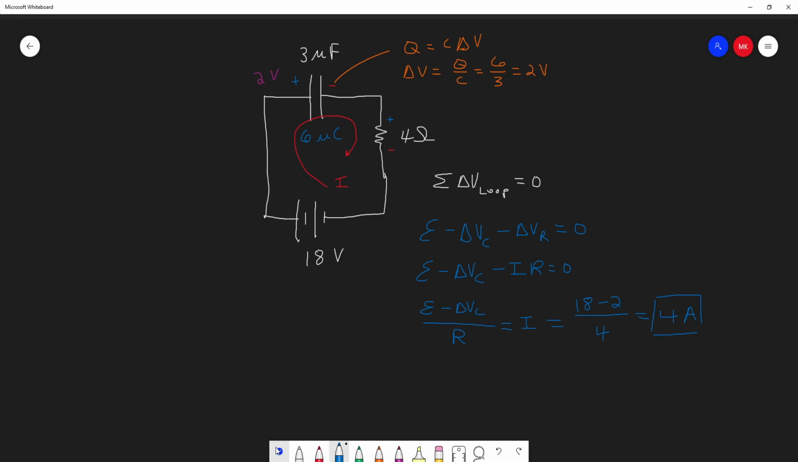Current is 4 amps. So what we did in this problem is we were given charge and capacitance. We know we have to relate the sum of voltage drops across the loop in order to find a current. That's what we've been doing these past couple weeks. So I decided to find the voltage drop across this capacitor. I then summed my voltages up, found my current, and I was done.